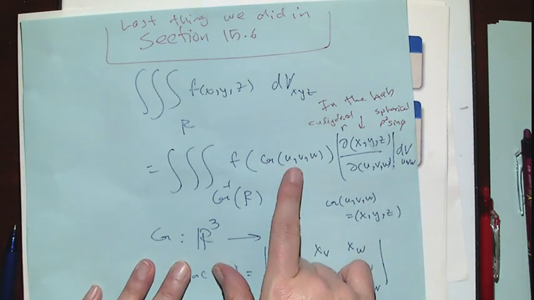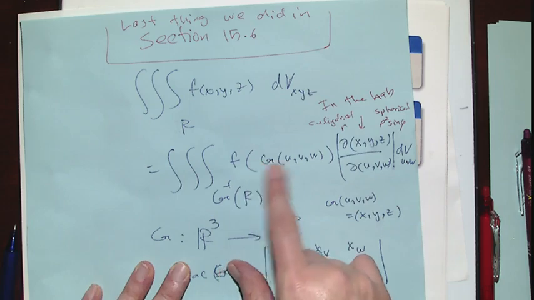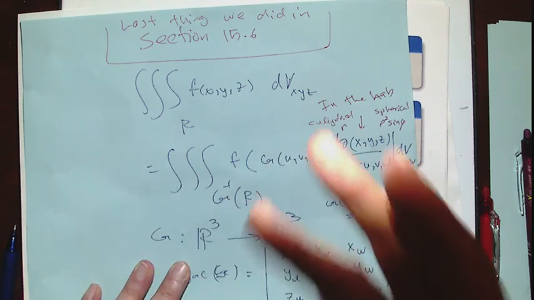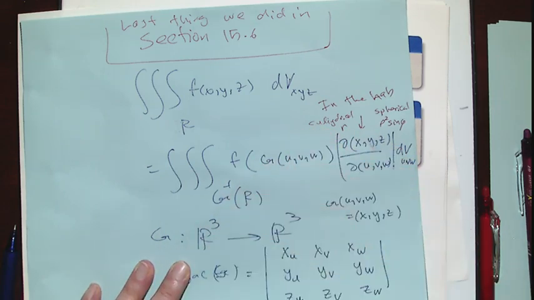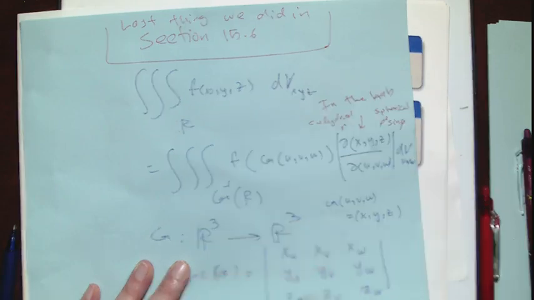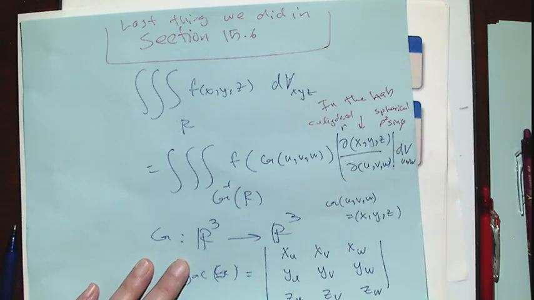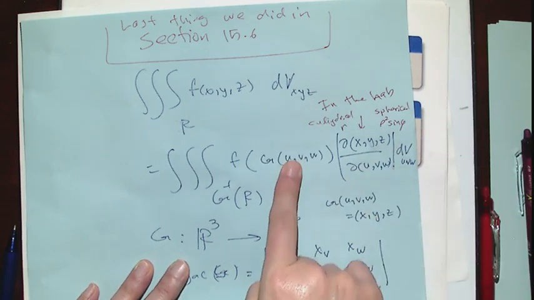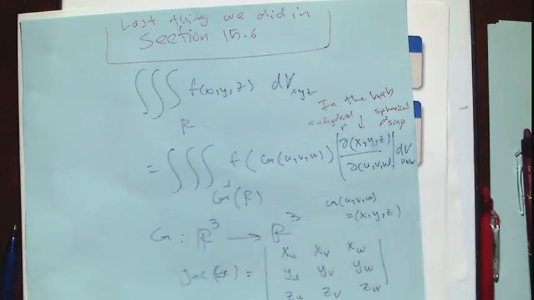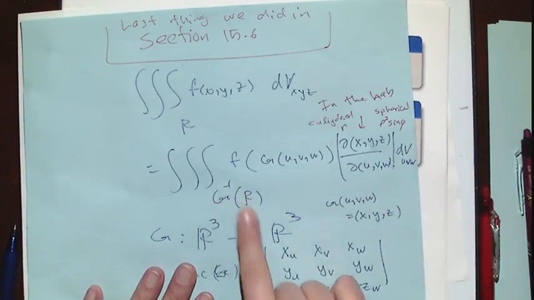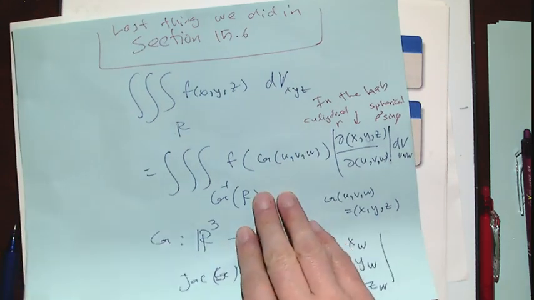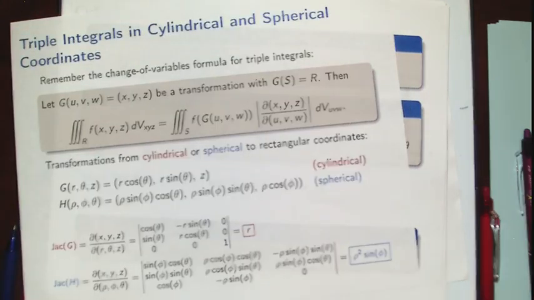So if it is spherical, you plug in rho sine phi cosine theta, rho sine phi sine theta, rho cosine phi. Did I say phi twice? If it's cylindrical, you plug in r cosine theta, r sine theta, and z. And then you find the bounds. Ready for finding one? We're good?